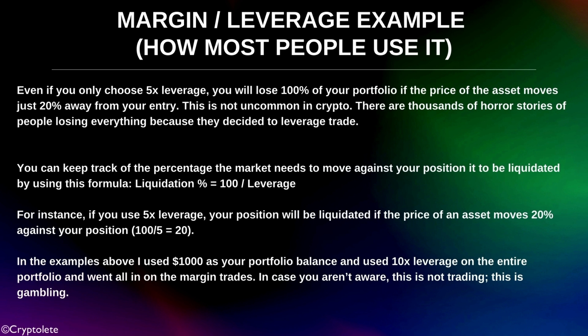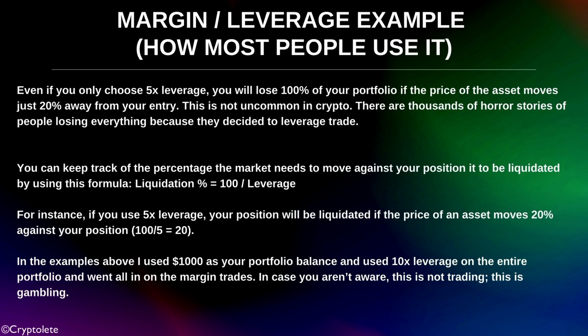Crypto has double-digit swings all of the time. This is why I don't recommend margin trading like how most people do it. Liquidation is a huge risk when it comes to margin trading. Even if you only choose 5x leverage, you will lose 100% of your portfolio if the price of the asset moves just 20% away from your entry. This is not uncommon in crypto. There are thousands of horror stories of people losing everything because they decided to leverage trade.